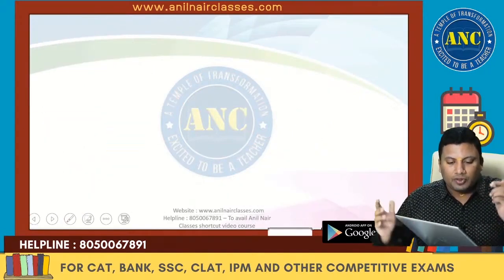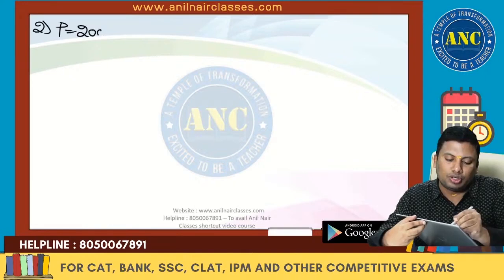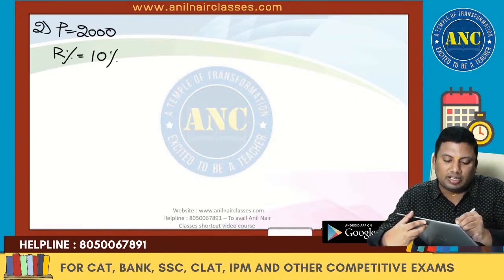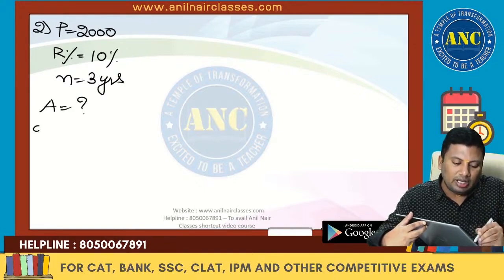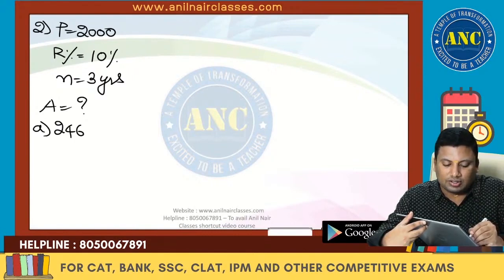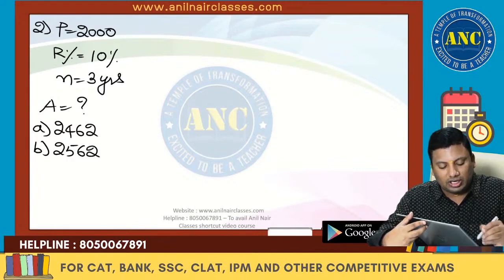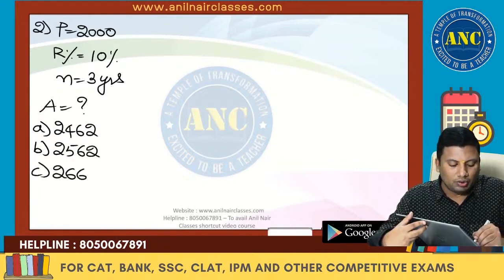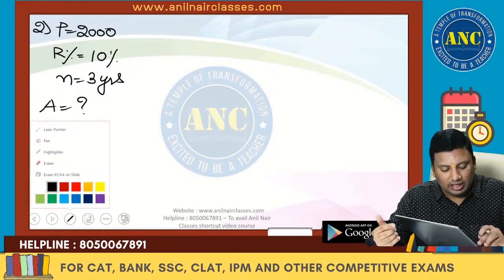Now, second one. P is 2000, R percentage is 10 percentage, N is 3 years. Amount is how much? 2462, 2562, 2662 and 2762. Now see here, listen carefully.